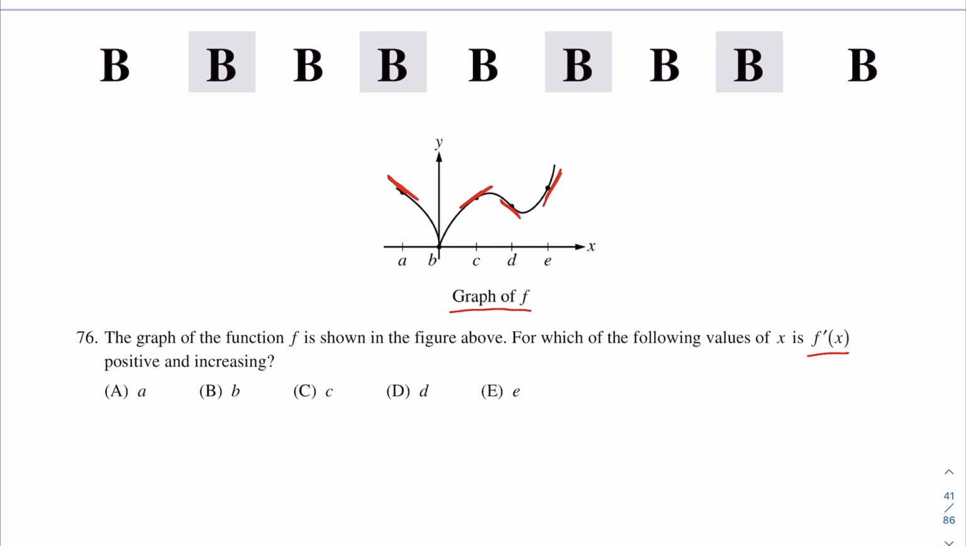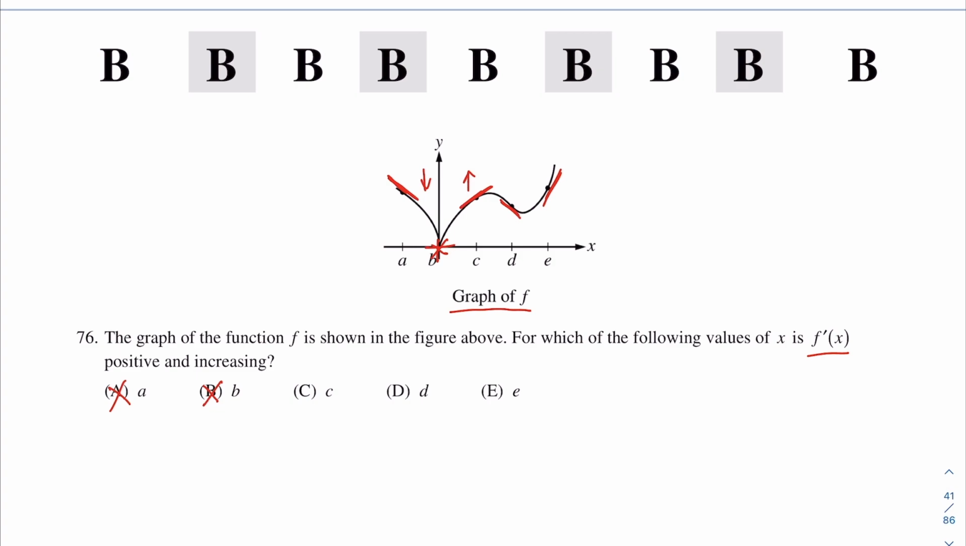So for A, if we look at the slope here, this is a negative slope. It's pointing down. So it cannot be A. At point B, we have no slope because it's not differentiable at that point. So the answer is not B. At point C, it is increasing because it's an upward slope. So it's a positive slope, but the slope itself is not increasing.